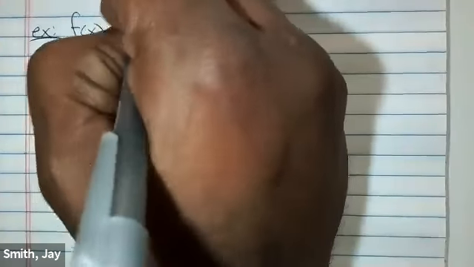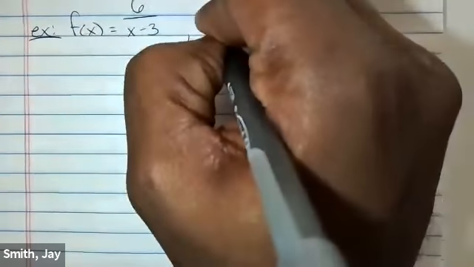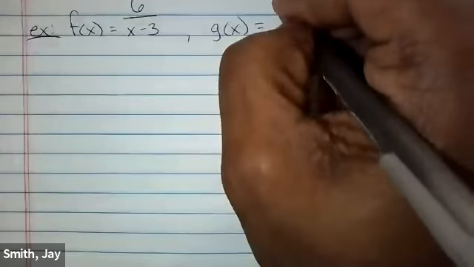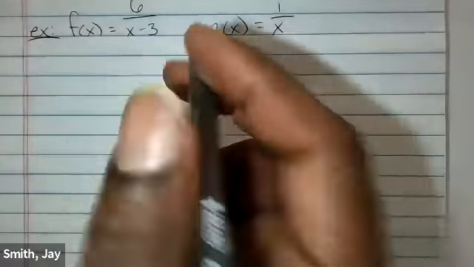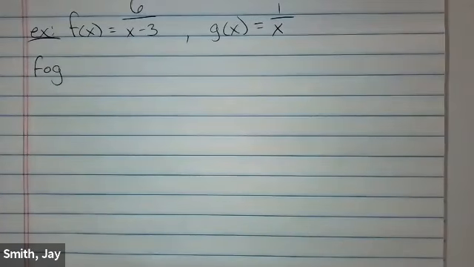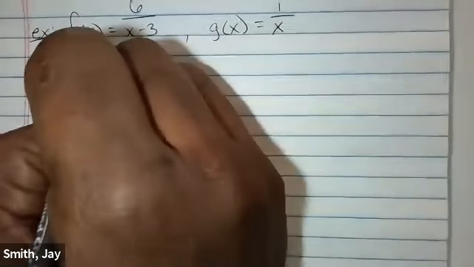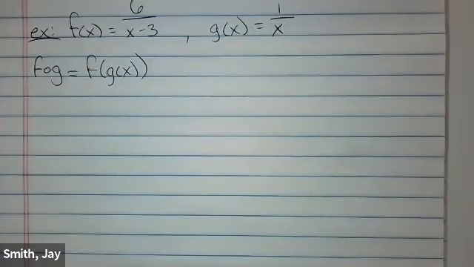So we're given f of x, which is equal to 6 divided by x minus 3, and g of x is equal to 1 over x. First thing we're going to look for is f composed with g, which is f of g of x.